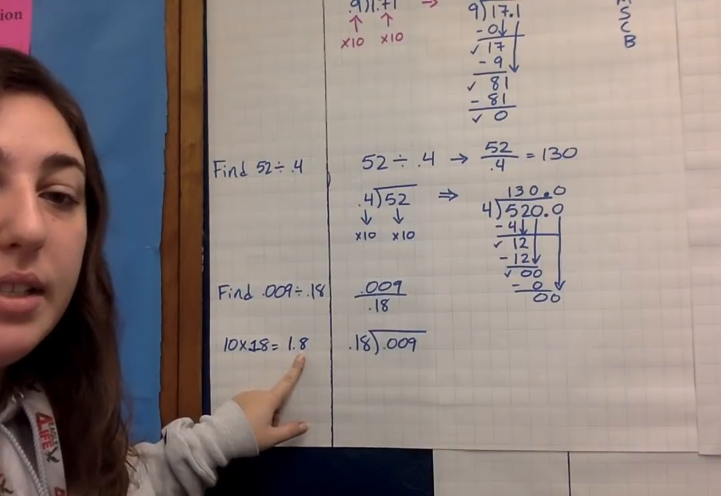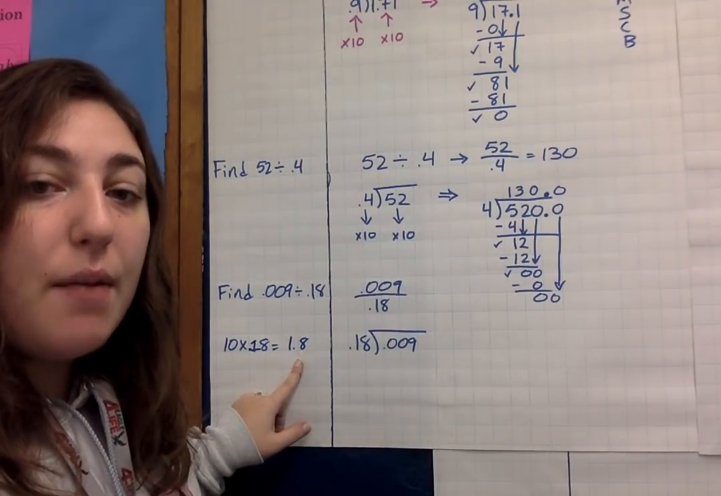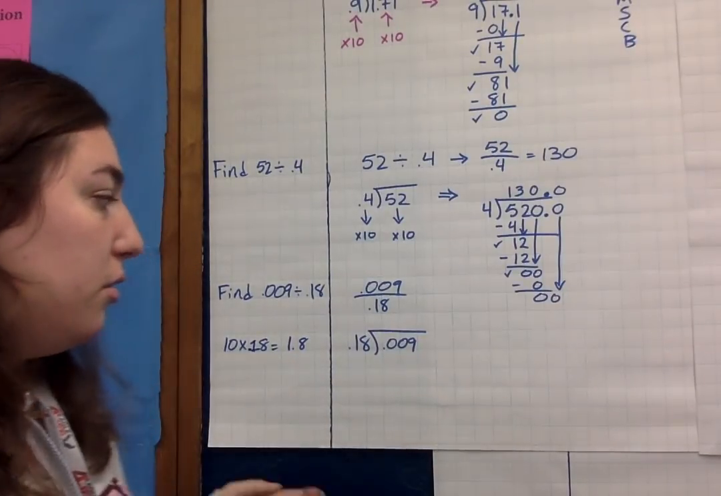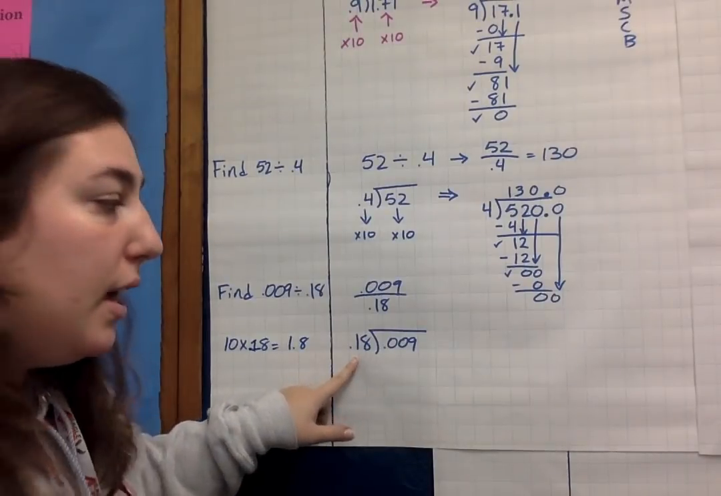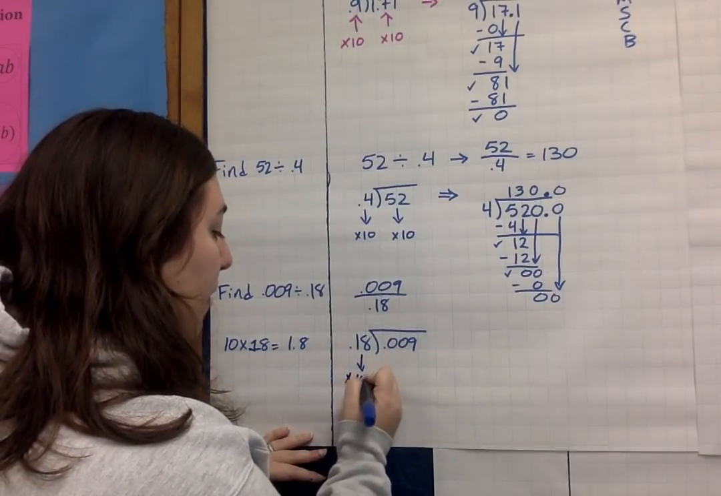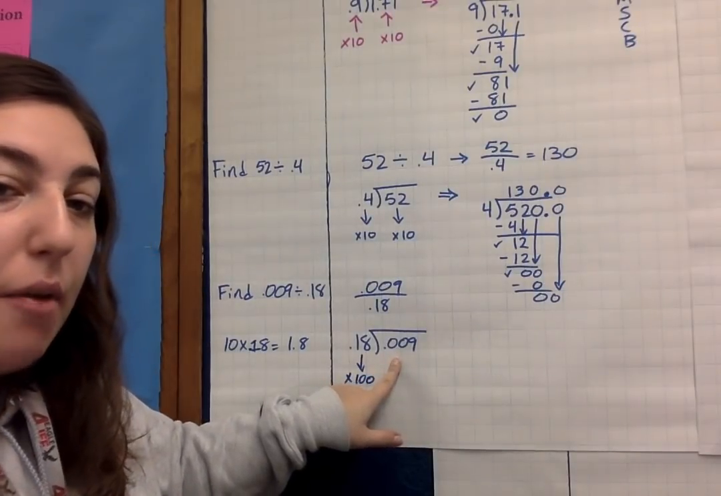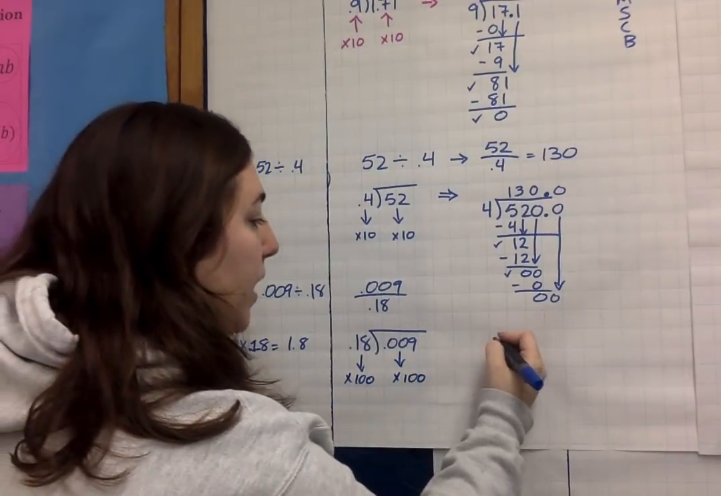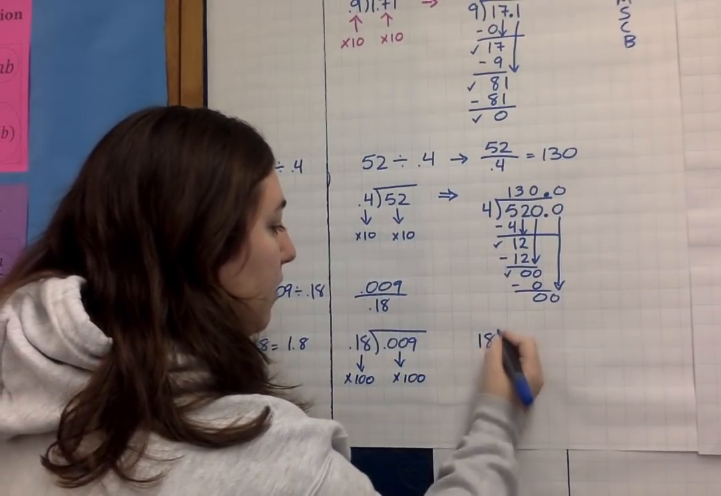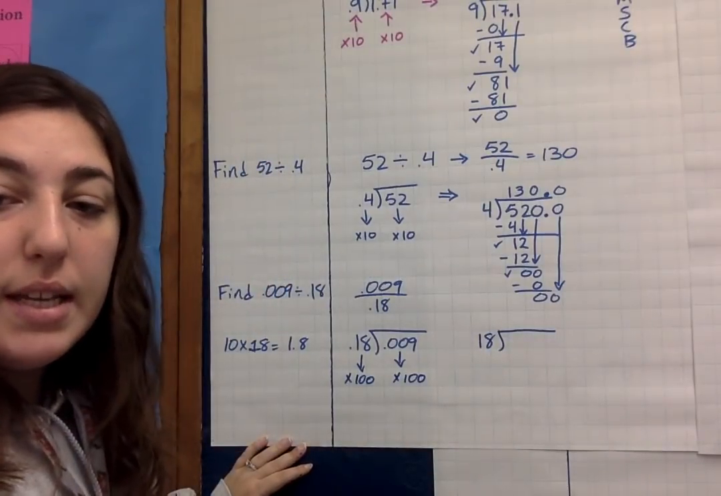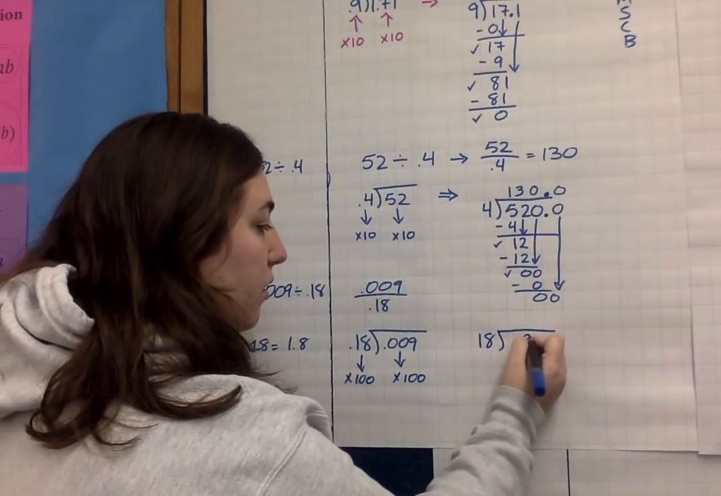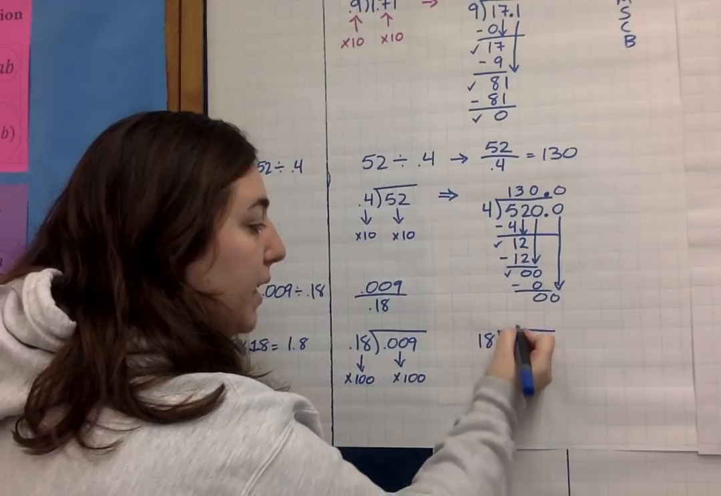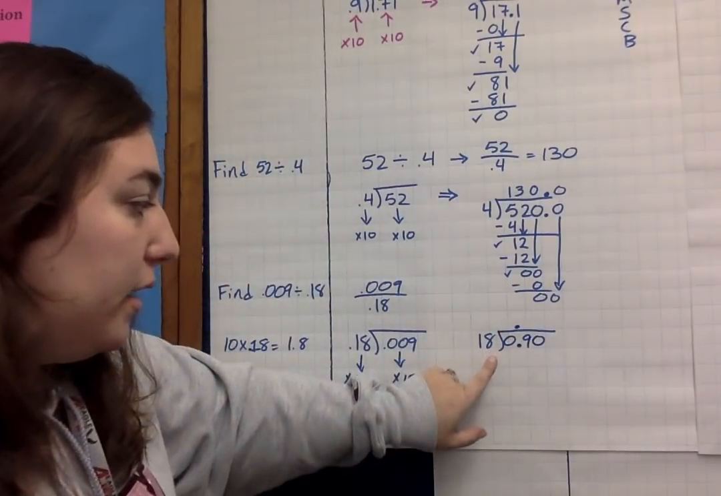And so this number is still a decimal. So I want to multiply this by a number so that it'll become a whole number. To do that, I need to multiply this by 100. And since I'm multiplying this by 100, I also need to multiply our dividend by 100. Okay, so when I multiply by 100, I'm going to get 18 and 0.9. I'll put a 0 over here. Again, I'm going to place my decimal point. Okay, now we can divide by a whole number.